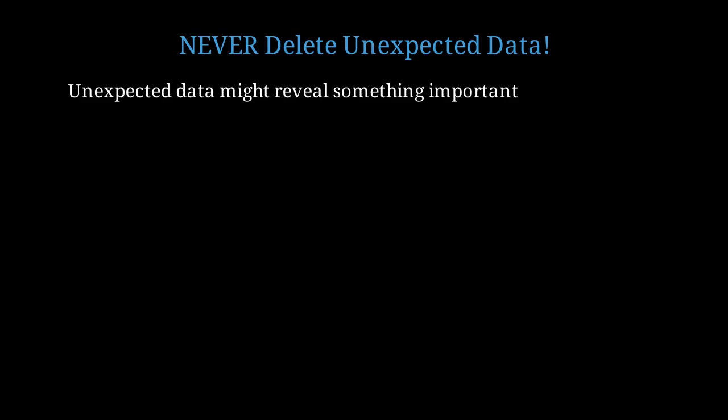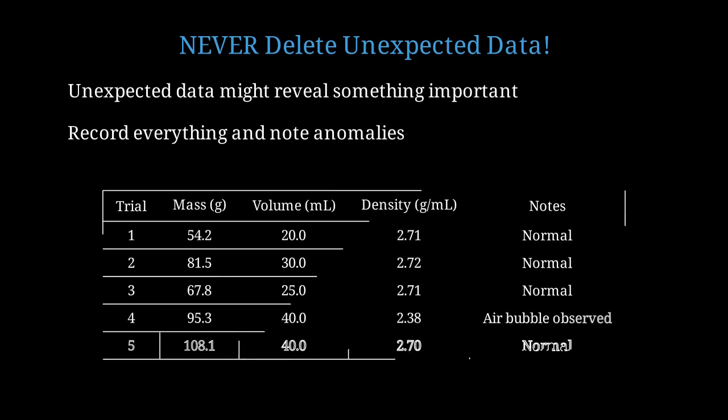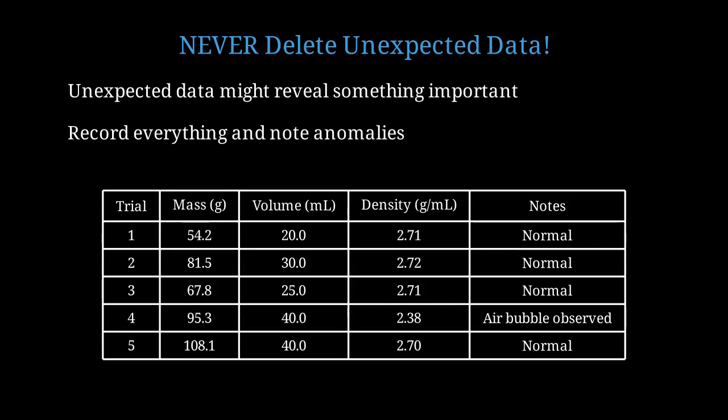Maybe there was an air bubble in trial 4. Maybe the sample was different. Maybe you made a measurement error. You record everything you measure and note the anomaly. Don't erase it. Don't pretend it didn't happen. Write it down and add a note explaining what might have caused it. See how we added a note explaining the anomaly? This is honest data collection. You're showing that you observed something unusual and you're documenting what you saw.